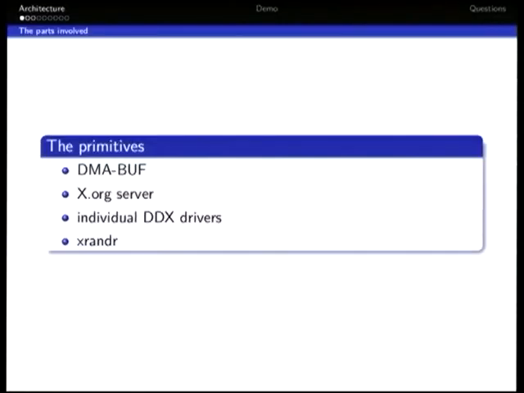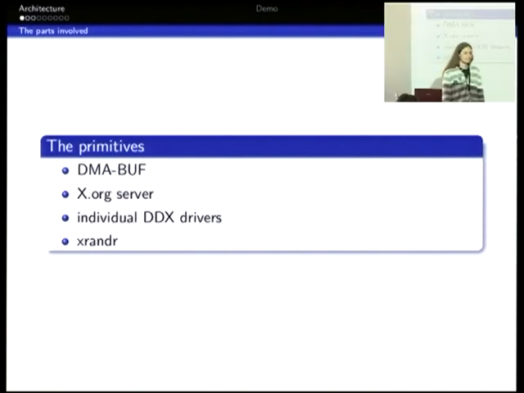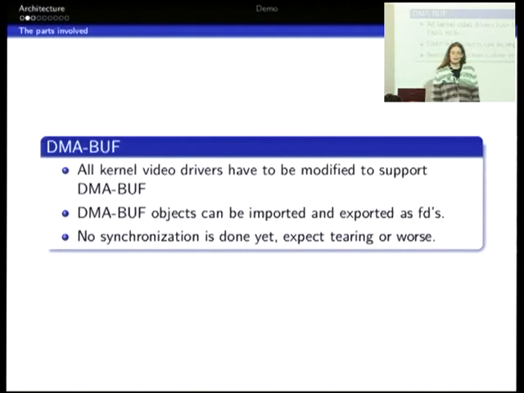So yeah, first, all the things that are involved in Optimus. The first part is really big, it's DMA buff. The second part is the XORG server, the individual drivers that need to be enabled, and the XRender stuff for configuring of the driver and the X server for it.